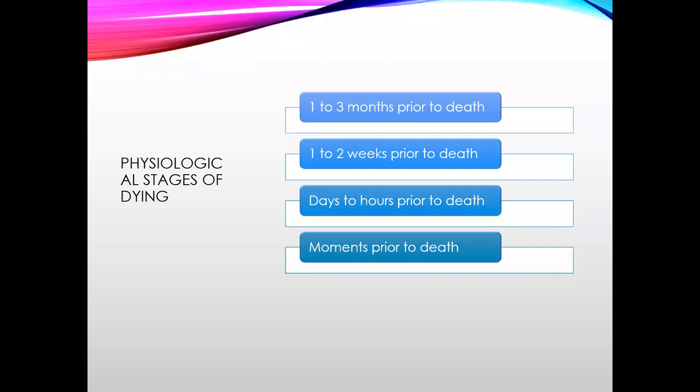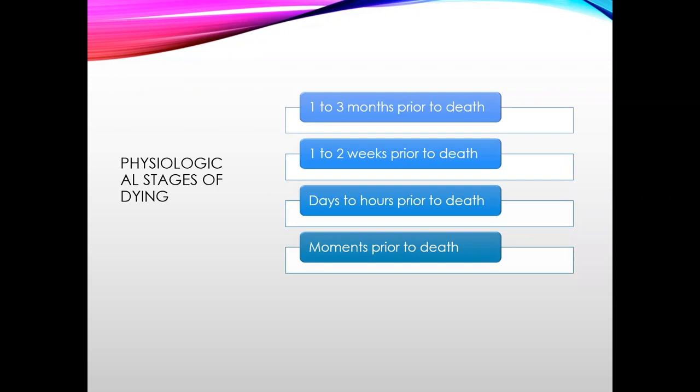So when we talk about the physiological stages of dying, this is something that is important for nurses to understand because families do not understand it. Families want their loved one to go from an active life to death. And this 1 to 3 months leading up to it is very difficult for people.